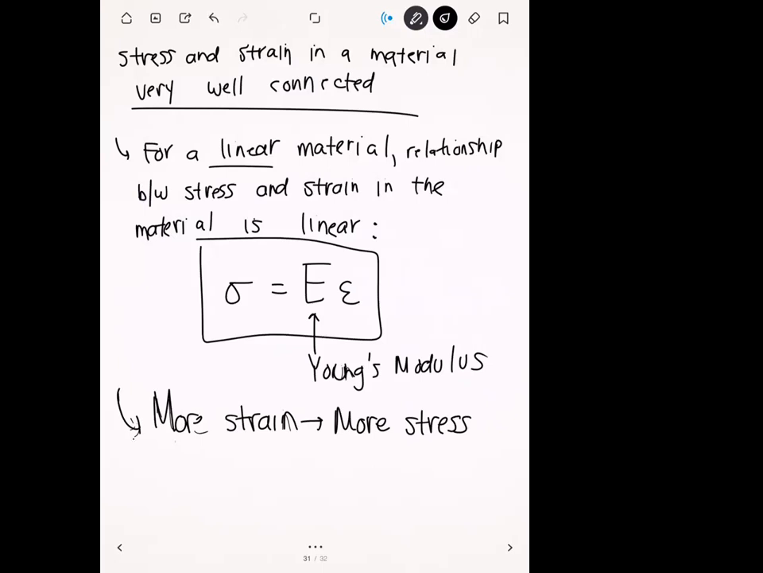And so in order for this equation to hold, the Young's modulus has to have the same units as the stress, right? And so the units for Young's modulus are always going to be something like pascals, megapascals, or something like that. Because remember, strain is dimensionless, and so in order for this equation to hold, Young's modulus also has to have units of pascals as well. All right. So any questions on this?